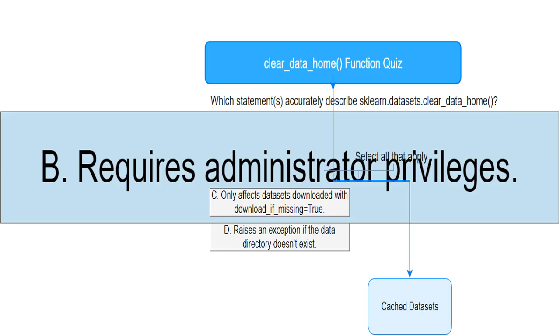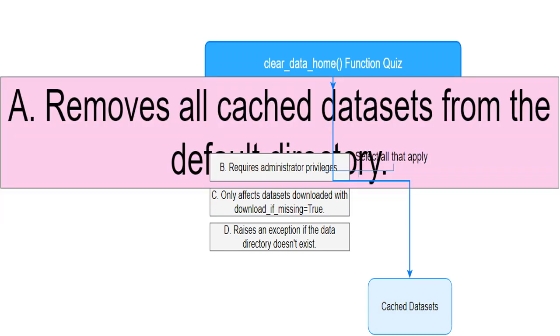This statement is tricky. It suggests the function only deletes datasets downloaded using a specific parameter. I'm seeing if you recognize whether this parameter is related to the function's behavior or not. This statement asks if the function needs special permissions, like administrator access, to run. I'm checking if you understand the function's interaction with your computer's operating system. Does it really need them or not?